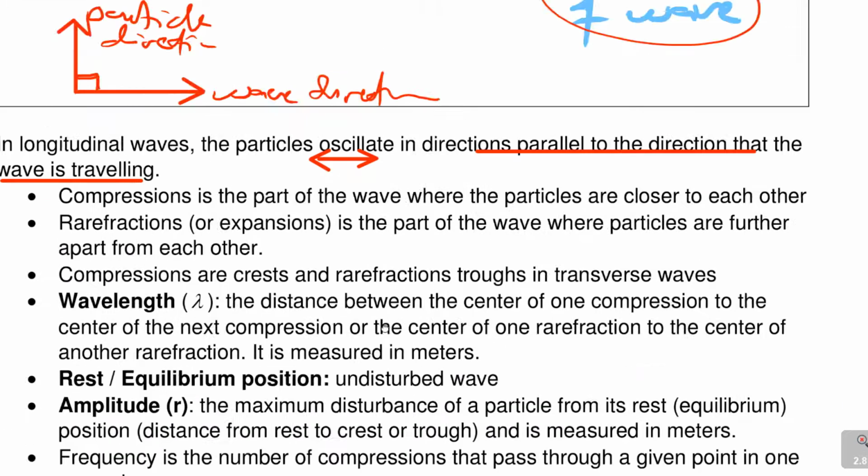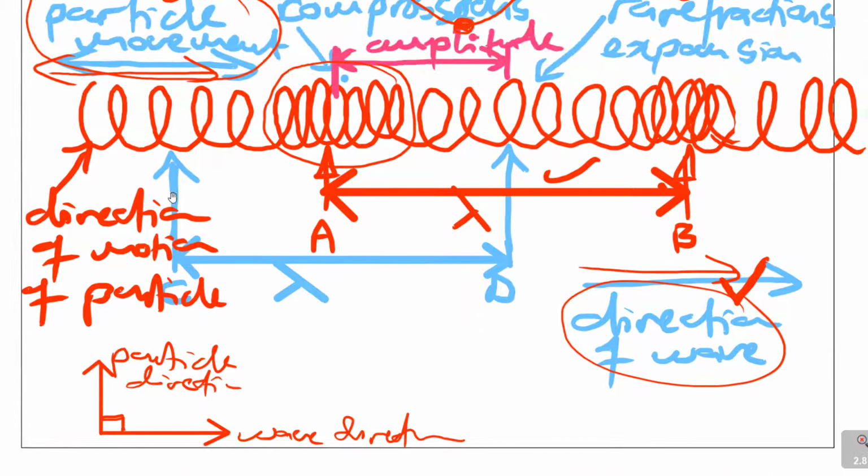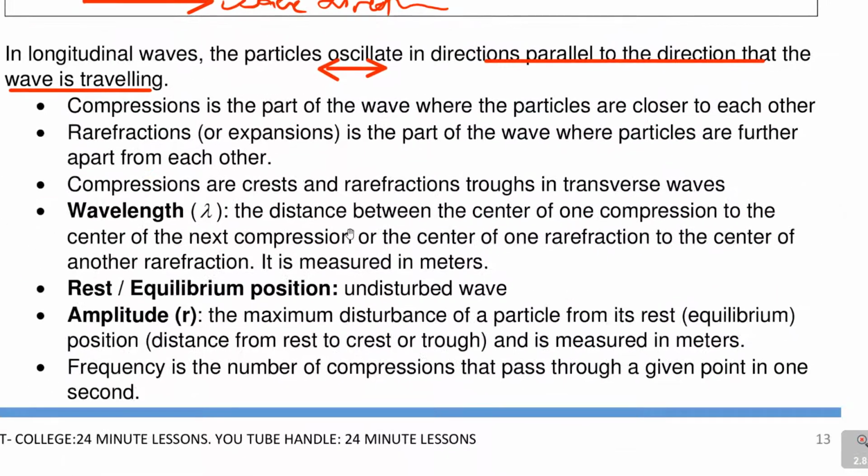It is measured in meters. So here it is, if you look at A and B, A is the center of the compression, B is the center of the next compression. That distance is the wavelength. What about C and D here? If you look at C, my point C is the center of the refraction, and D is the center of the next refraction, and that distance is the wavelength.